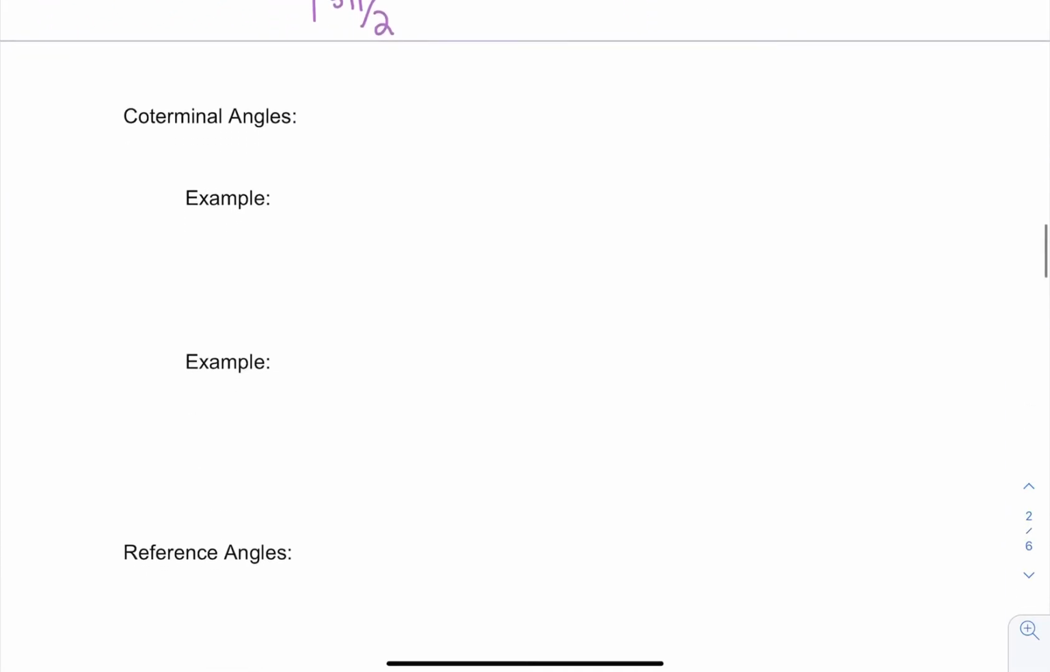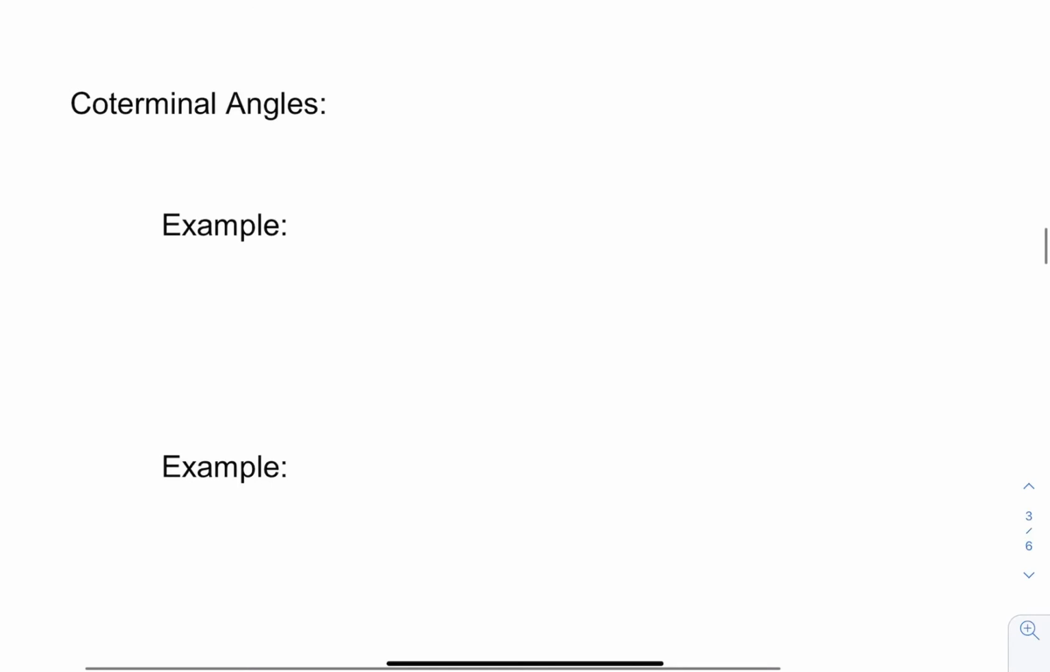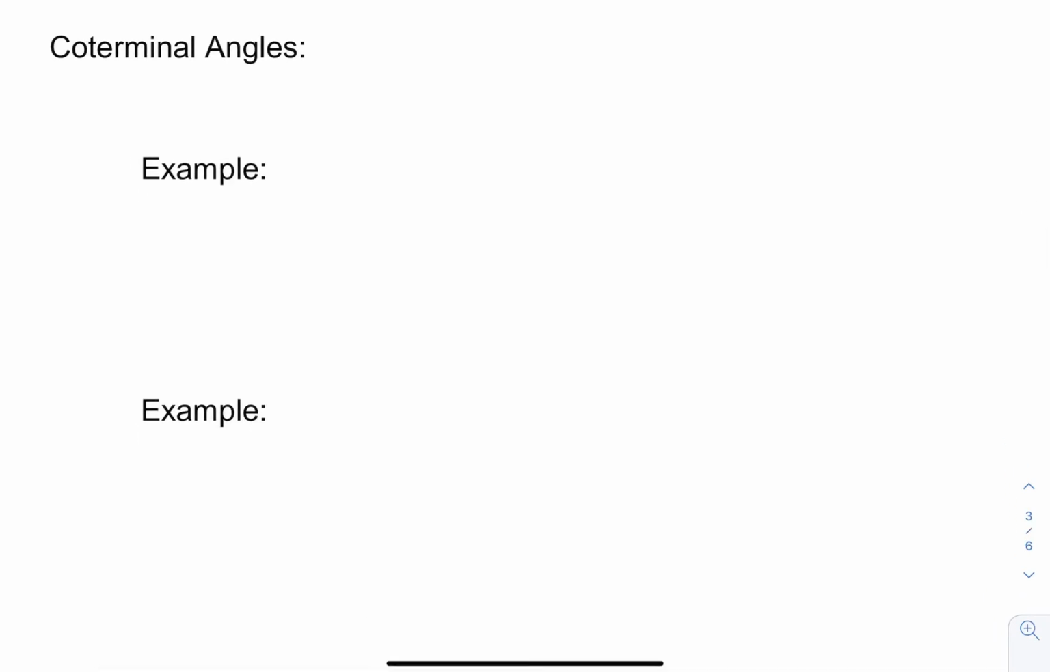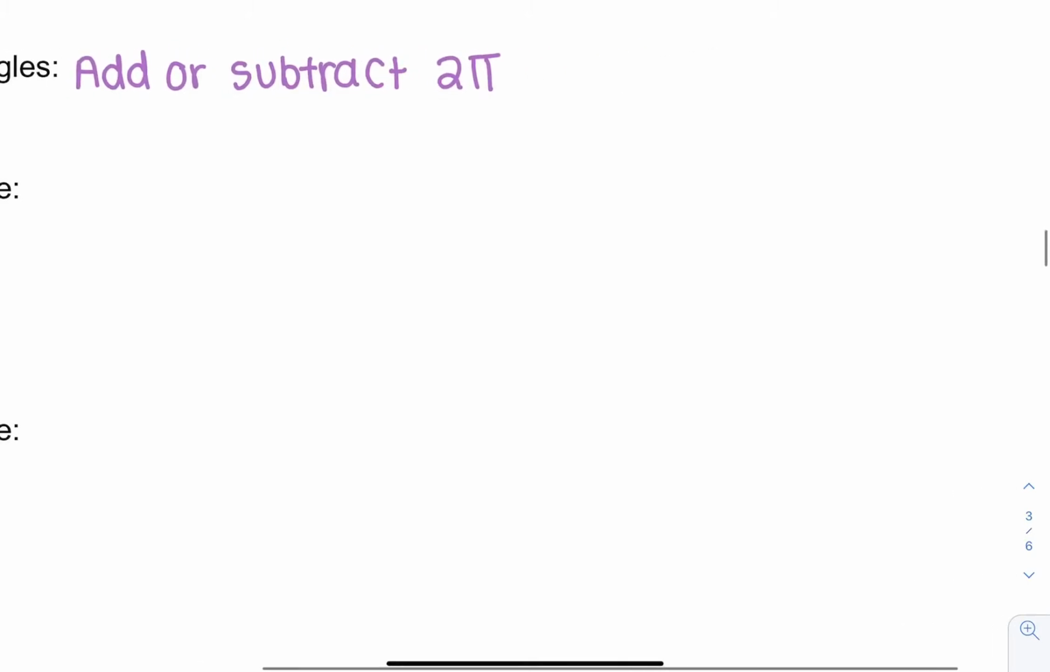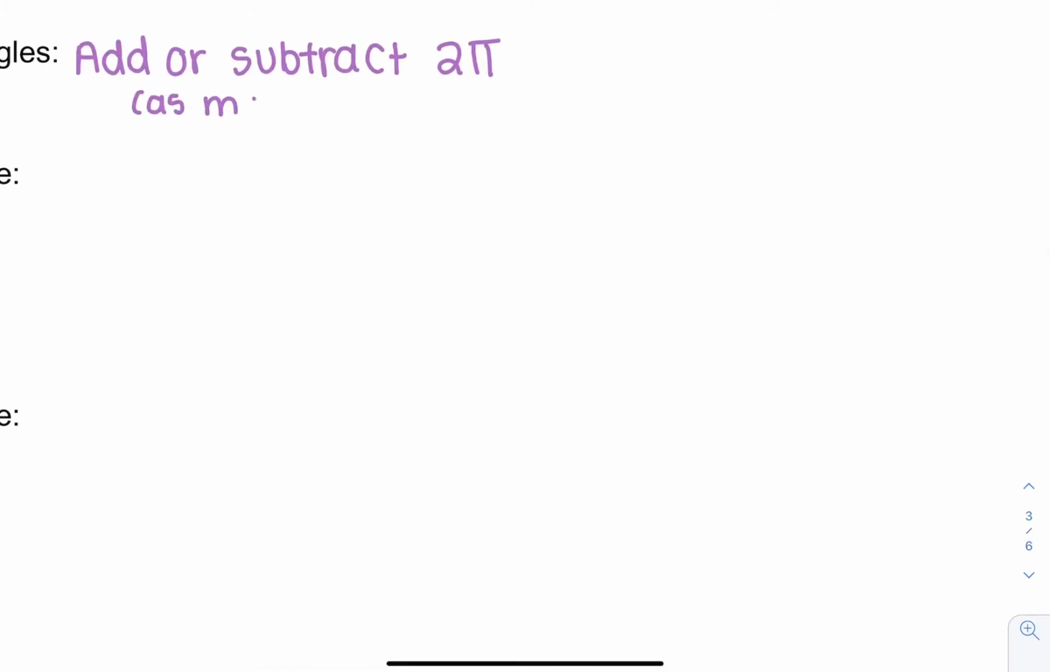Then we end up with coterminal angles. So remember how before we would add or subtract 360 degrees? 360 meant all the way around the circle. Now all the way around the circle is 2 pi. So to do this, we're going to add or subtract 2 pi. And you can do this as many times as you want, and you'll find an infinite amount of coterminal angles.